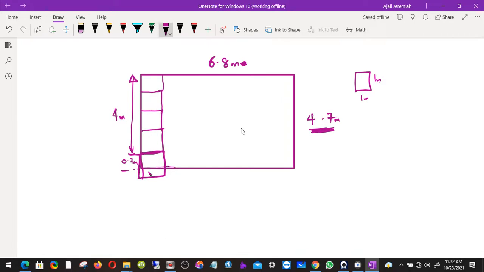Yes, sir. How many of these 1 meter boards can also enter this line? 6. Then you cut the last one, right? Yes, sir. So you cut 1 here into 6 places. 1, 2, 3, 4, 5. You are going to cut it into 6. So there will be 6. 1, 2, 3, 4, 5, 6.